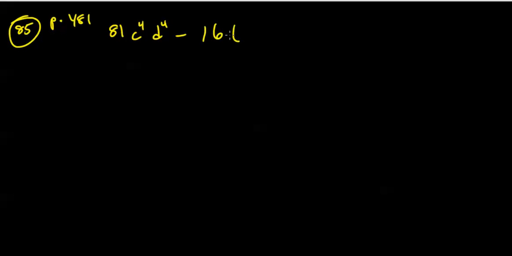This one is number 85 on your homework list on page 481. 81c to the fourth d to the fourth minus 16t to the fourth. Somewhat nasty looking binomial. Well, I'll see that my coefficients are all perfect squares. 81 is the square of 9, 16 is the square of 4, and all the exponents in this binomial expression are multiples of 2. So it makes me think I can apply my difference of squares formula.